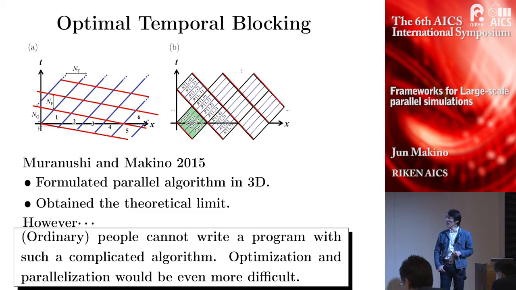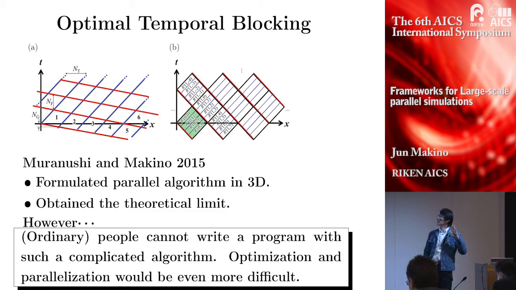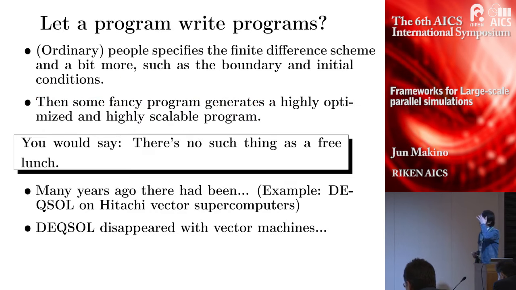I'm not going to go into the details here, but the problem is again that ordinary people cannot write a program which is so complicated. You need to do the calculation in three-dimensional tilted planes to get things done, and still you need to make use of SIMD units, OpenMP and MPI and things like that. So the optimization and the parallelization will be more difficult. Here again, it is quite necessary to take a similar approach to what we did for FDPS, that is, to generate programs.